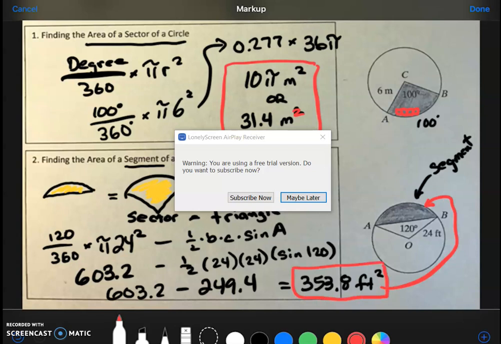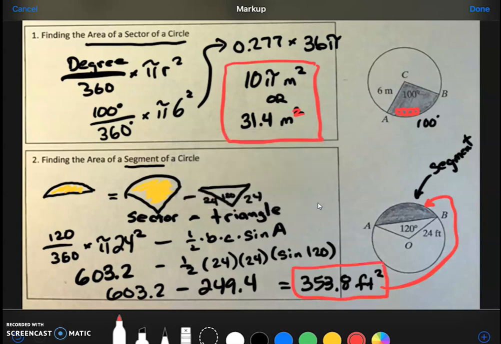All right, but the logic is to figure out that segment, you take the sector and minus out the triangle. The triangle is a bit tricky. You have to use this formula right here: 1/2 side times side times sine of A.